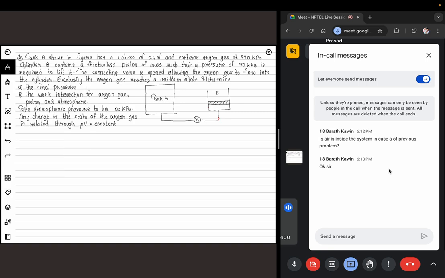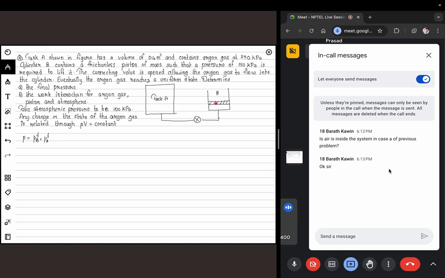The first one is to calculate the final pressure. As we discussed, the movement will happen only till the pressures in both of them remain the same. So finally the pressure should be equal to PB and PA. I'm just denoting F here, as a superscript, to denote the final state. So finally both of the pressures should be equal and I need to determine the value of that particular pressure. So what is the value of PB?